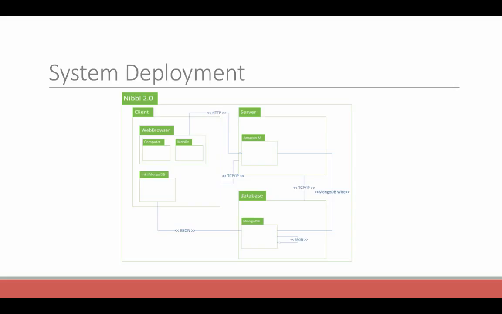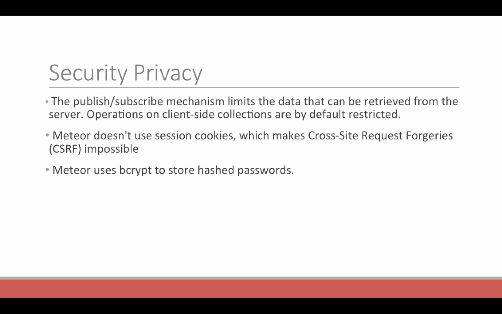Niveau 2.0 also uses Amazon S3 servers. All main resources are stored on the server, and these include images and files. And MongoDB is the database used by this system.